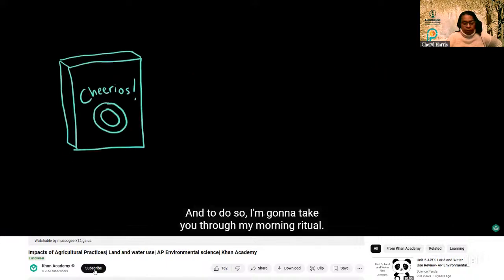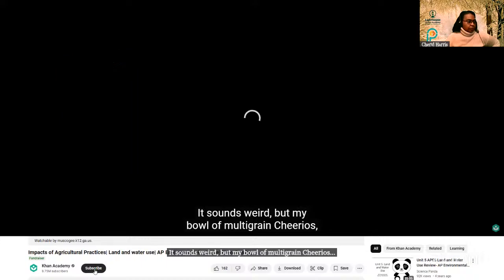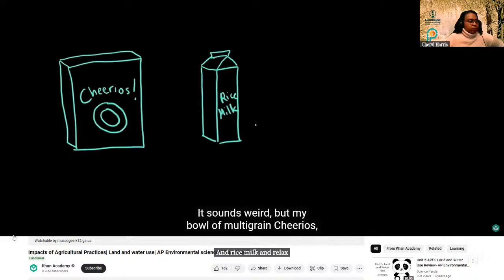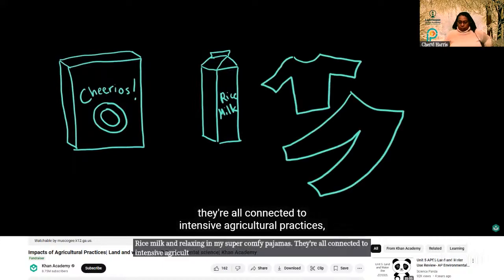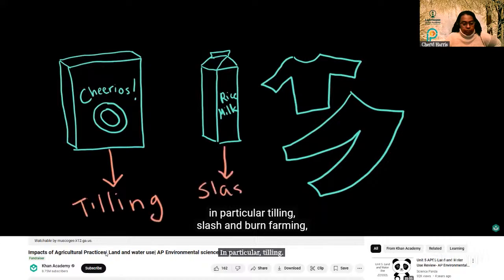And to do so, I'm going to take you through my morning ritual. It sounds weird, but my bowl of multigrain Cheerios and rice milk and relaxing in my super comfy pajamas are all connected to intensive agricultural practices. In particular, tilling, slash and burn farming, and fertilizers.